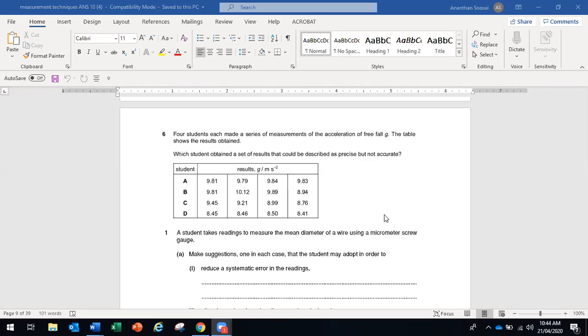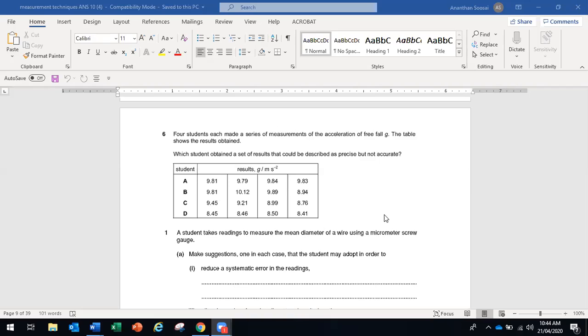Which one is very precise? Precise but not accurate. D, yes, good. If after your A levels you go for a degree, and after that maybe a masters or PhD, you will need to analyze data, so you check the precision and the accuracy of the data. So you have to learn that.